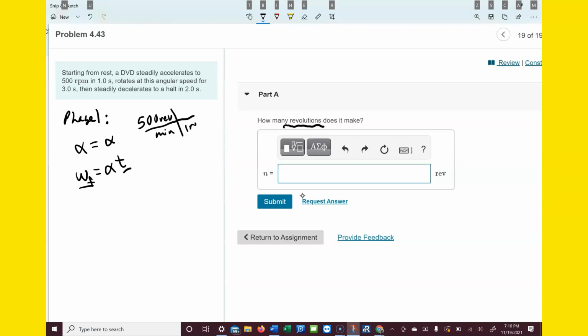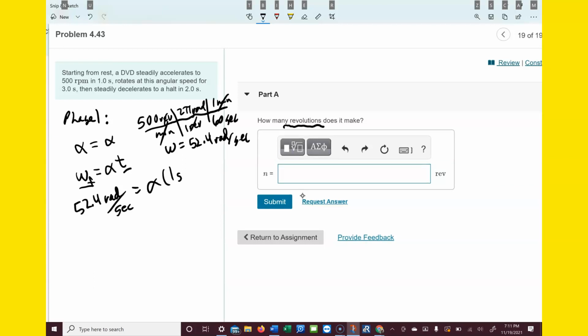Let's go to radians per second. Calculator tells me 500 times 2 times pi divided by 60 is 52.4 radians per second. So 52.4 radians per second equals alpha times 1 second. Dividing by 1 obviously doesn't do a thing except tell us that alpha equals 52.4 radians per second squared, because we divided by 1 second. So it's radians per second squared for the alpha.